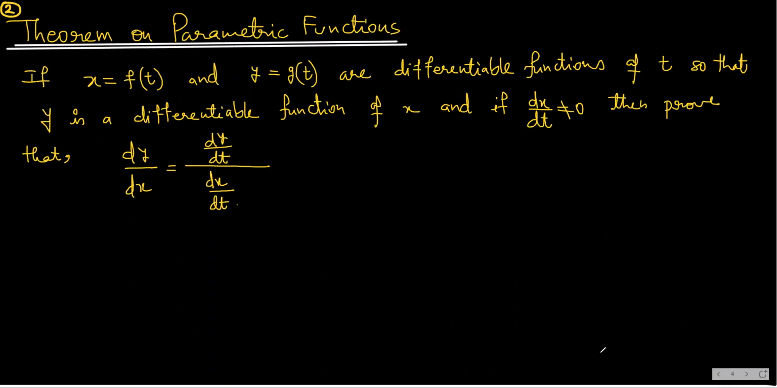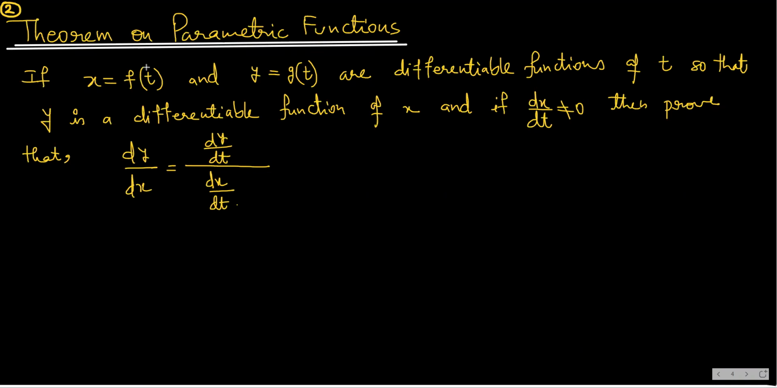Now, having proved the theorem on composite function or chain rule, we have another theorem to be proved, that is the theorem on parametric function. Believe me, students, you are going to prove this without any stress because you have already understood the theorem on composite function or chain rule. Let us read the statement first.